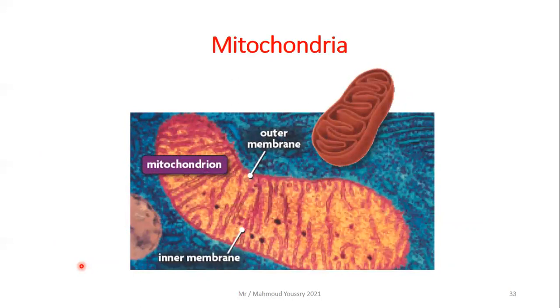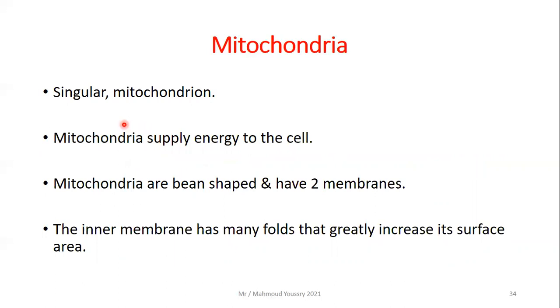Then mitochondria. The singular is mitochondrion. It has an outer membrane and an inner membrane with many folds inside, as you can see. Mitochondria supply energy to the cell. Mitochondria are bean-shaped and have two membranes. The inner membrane has many folds that greatly increase its surface area.